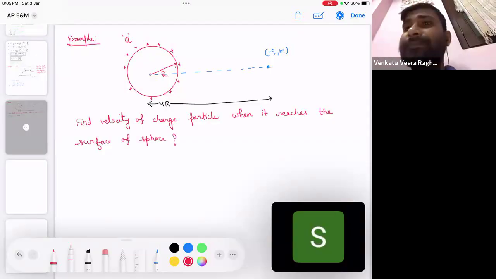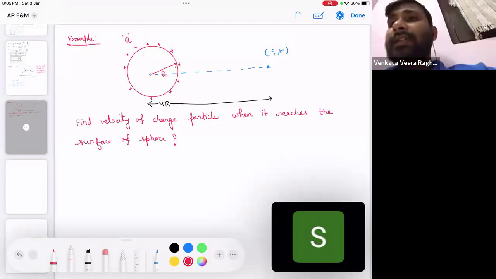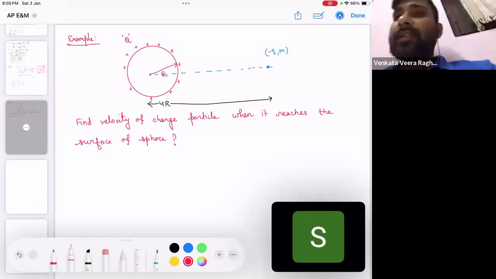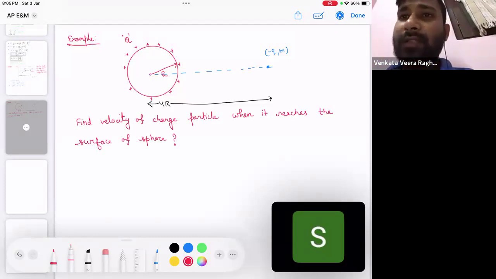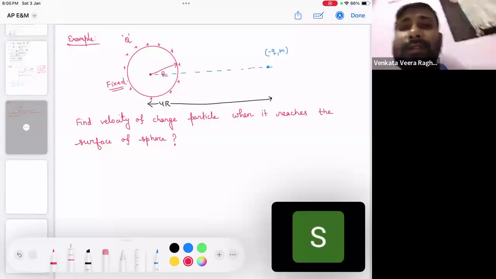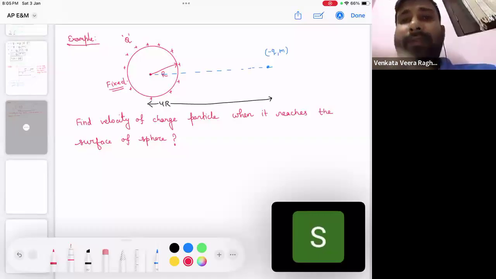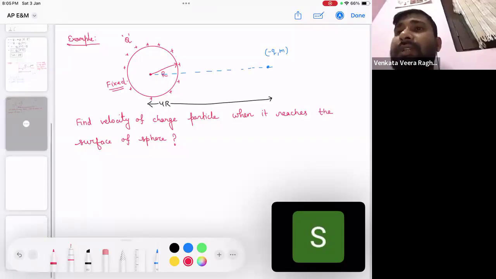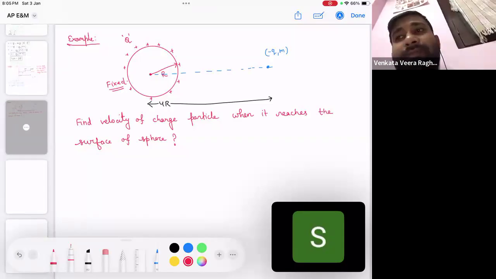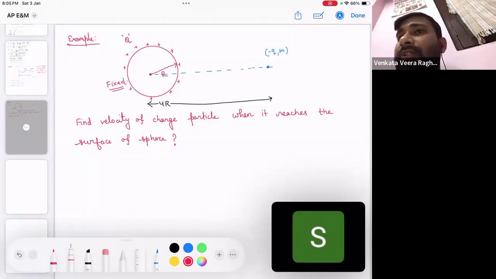So please tell me what we should apply in this question. This is a fixed sphere. This sphere is not going to move anywhere. So we have to find what will be the velocity of the charged particle when it reaches the surface of the sphere. So tell me what we should use.